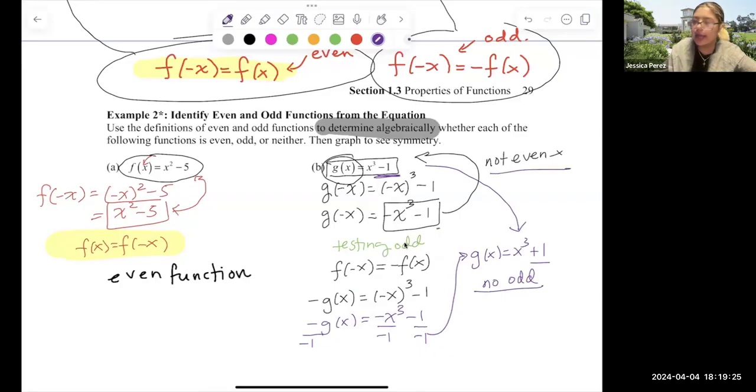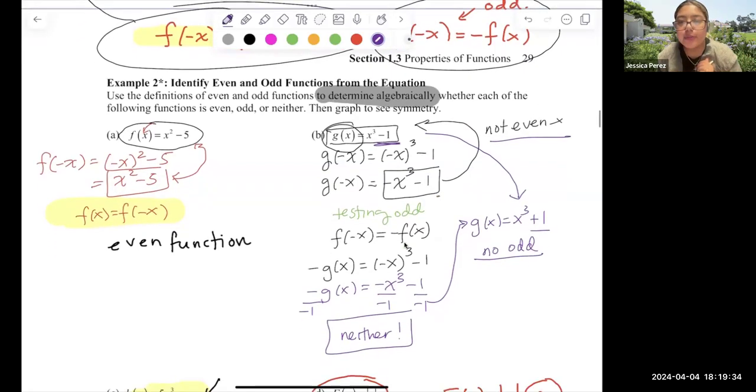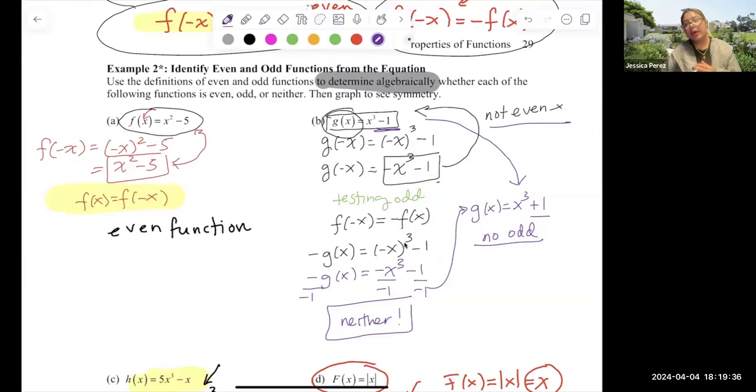So it's not odd and it's not even. So it's neither. So the answer is neither for part B. Because we tested both even and odd, and none of them give me back the same answer. So when I tested oddness, f of negative x, that's where I substituted the negative. Negative f of x is this negative g of x. When I divide everything by a negative 1, I get back x cubed plus 1, which is not the same as what I started with.